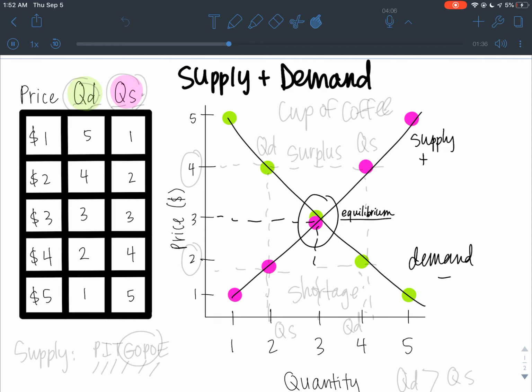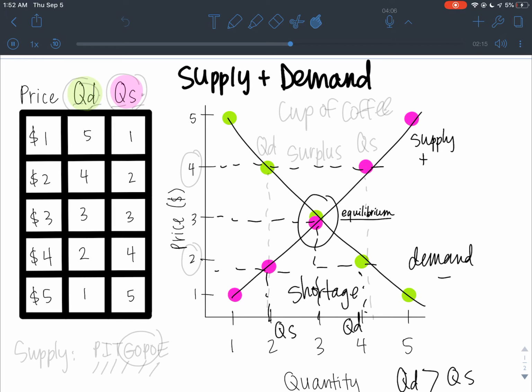For example, if a cup of coffee, which is our example we're using, was $3, then the quantity demanded in this case would also be 3. However, let's say that the producers decide to lower the price of a cup of coffee to $2. The quantity supply would decrease from 3 to 2, and the quantity demanded would increase from 3 to 4. And if the quantity demanded is greater than the quantity supply, we have a shortage. So we do not have enough products to satisfy our customers.